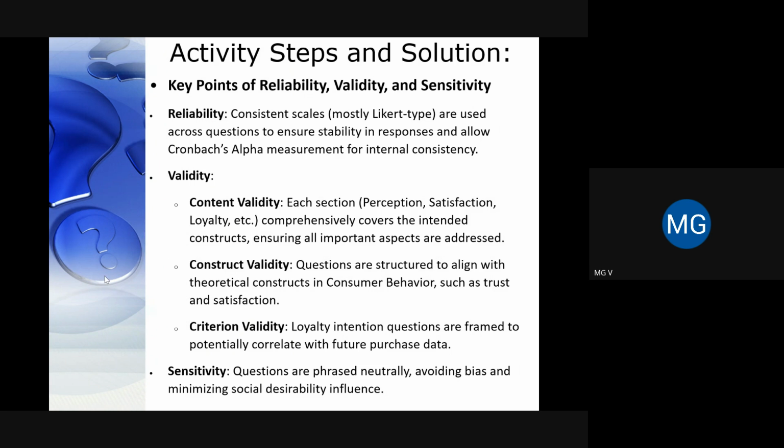Now sensitivity. Questions are phrased neutrally, avoiding bias and minimizing socially desirable influence. So this comprehensive questionnaire captures essential facets of consumer attitudes, ensuring data that is valid, reliable, and insightful for analyzing consumer brand perception, loyalty, and sensitivity to environmental and promotional factors.